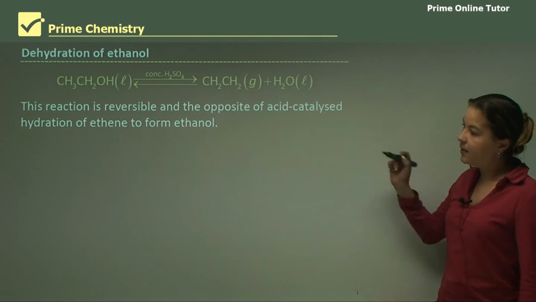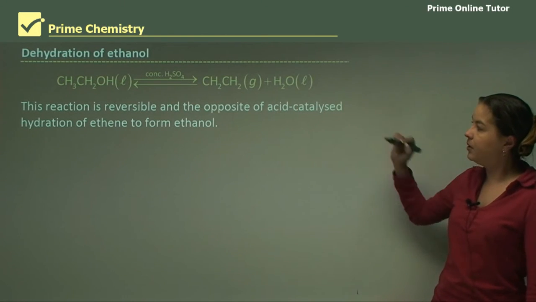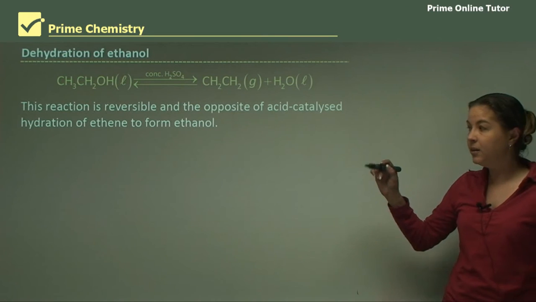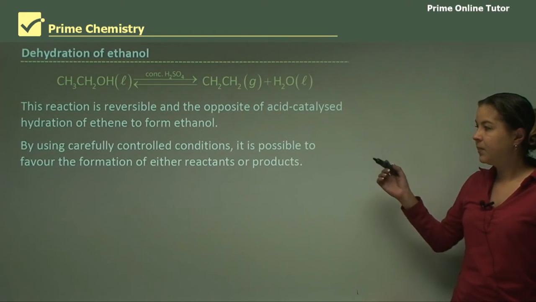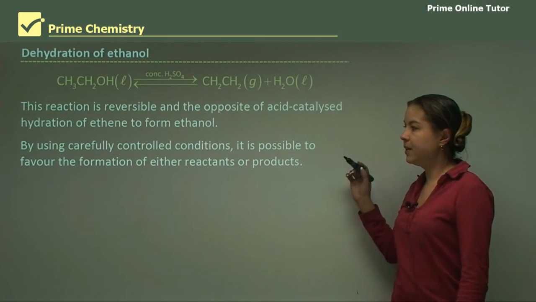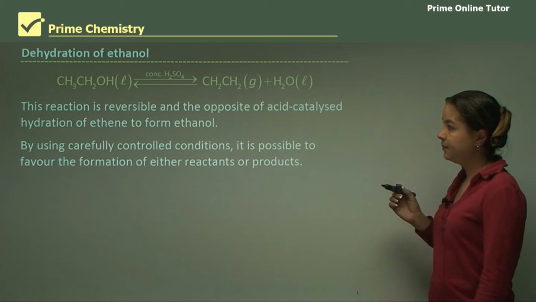Now, as I said, this reaction is reversible, and this reaction is the opposite of acid-catalyzed hydration of ethene to form ethanol. By using carefully controlled conditions, it's possible to favour the formation of either reactants or products.